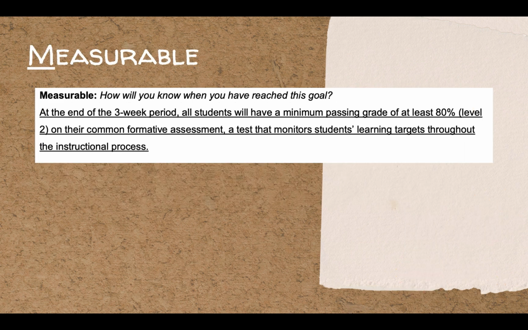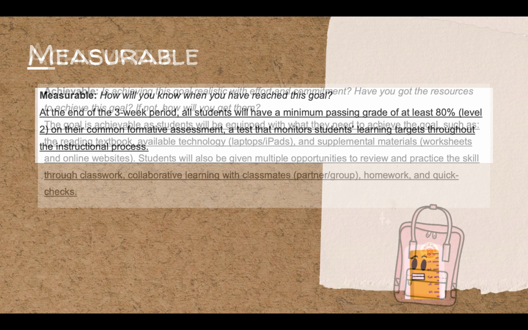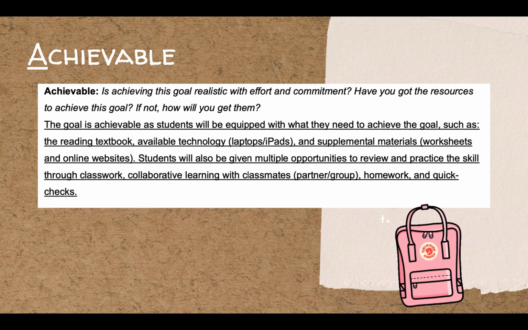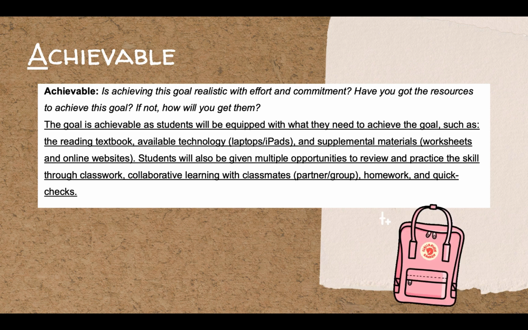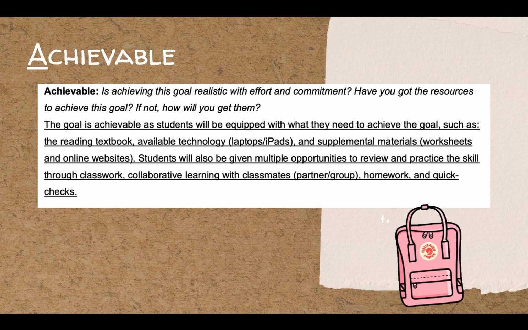Is this goal measurable? How will I know when students have achieved this goal? At the end of the 3-week period, all students will have a minimum passing grade of at least 80% on their common formative assessment. Next, is this goal achievable? Through the use of various resources available, such as reading textbooks, laptops, supplemental worksheets, educational websites, and the multiple opportunities students will have to review and practice the skill, this goal can be achieved.